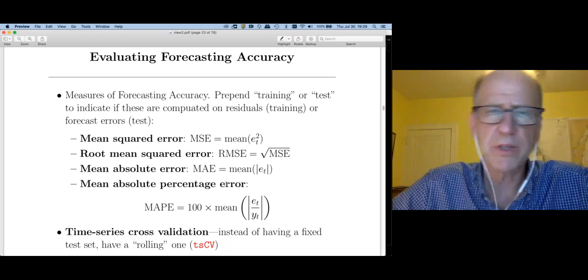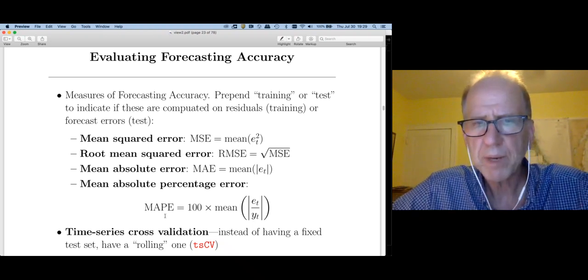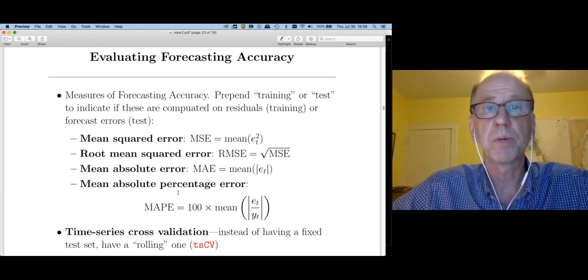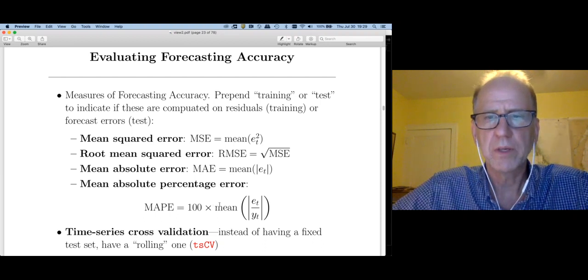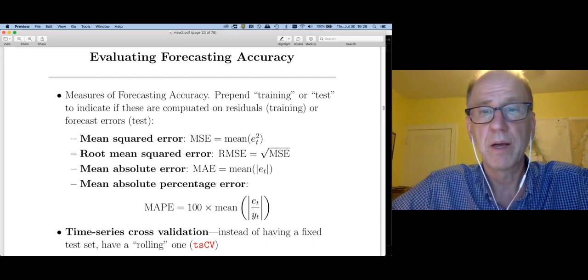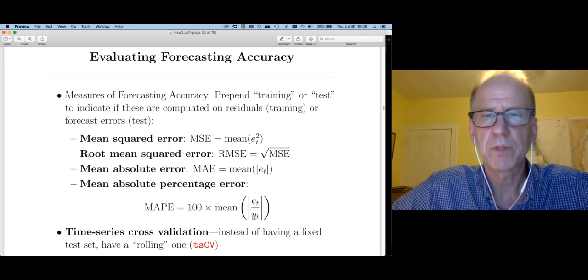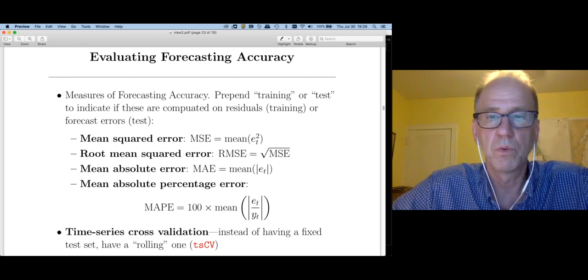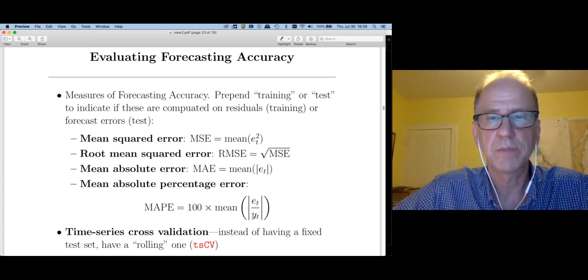The last measure that I want to discuss is called MAPE. So MAPE is the mean absolute percentage error. And so the whole idea here is we're going to take the error and divide it by the observed value, y sub t. So in other words, we're downweighting the errors for very large y's. We're weighting up the errors for smaller y's.